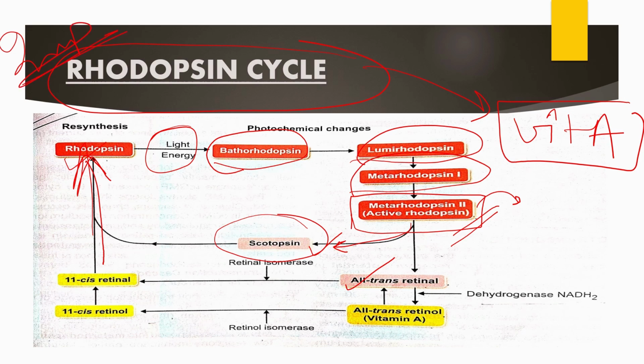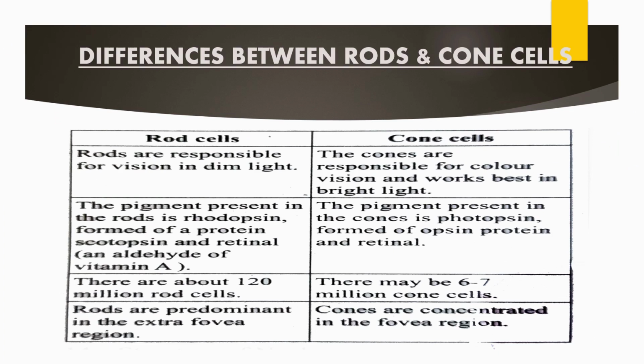Moving to our next slide, we have the differences between rods and cone cells. Obviously, you all know the differences between rods and cone cells because we have read this topic since class 10. The main difference is that rod cells help in dim light vision, whereas cone cells are responsible for bright light or color vision. Rod cells comprise rhodopsin pigment and cone cells comprise photopsin pigment. Rod cells are more in number, nearly 120 million, whereas cone cells are 6 to 7 million. Rod cells are predominant in the extrafoveal region, whereas cone cells are concentrated in the fovea region.